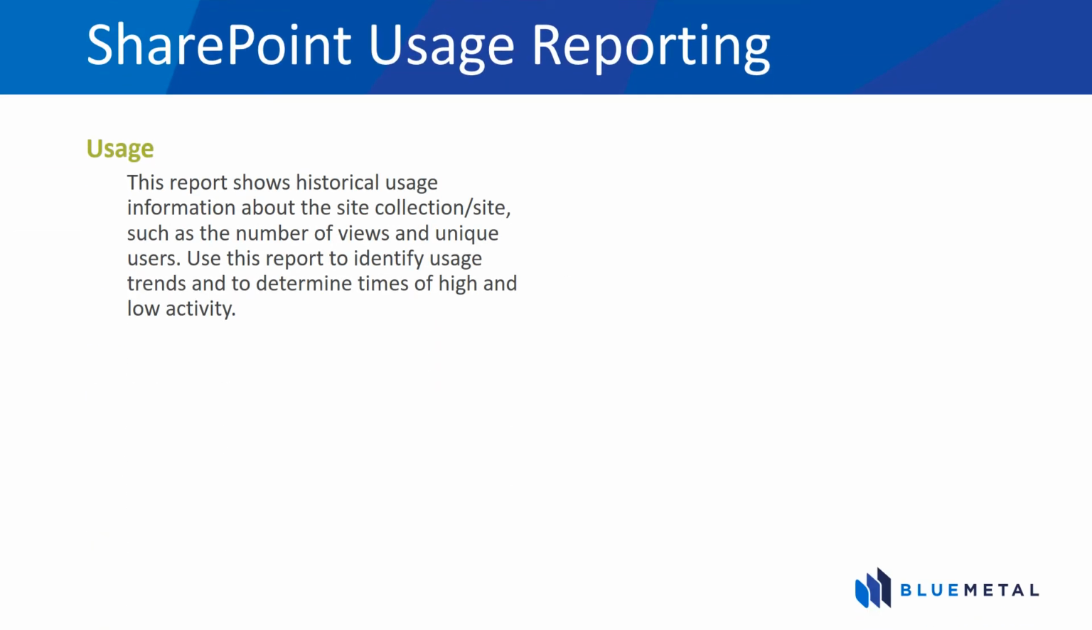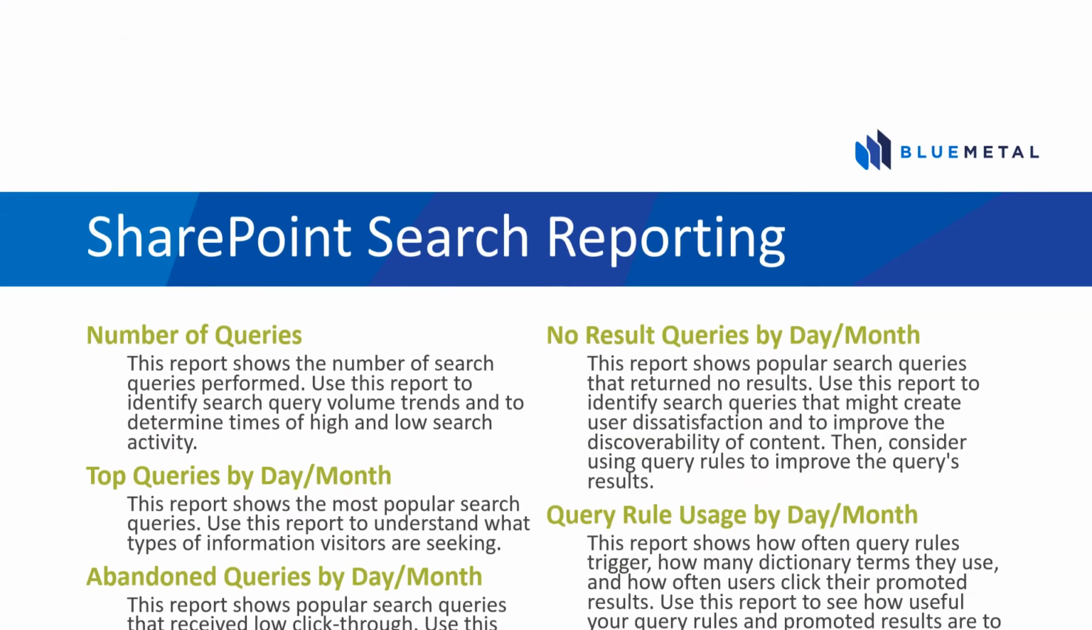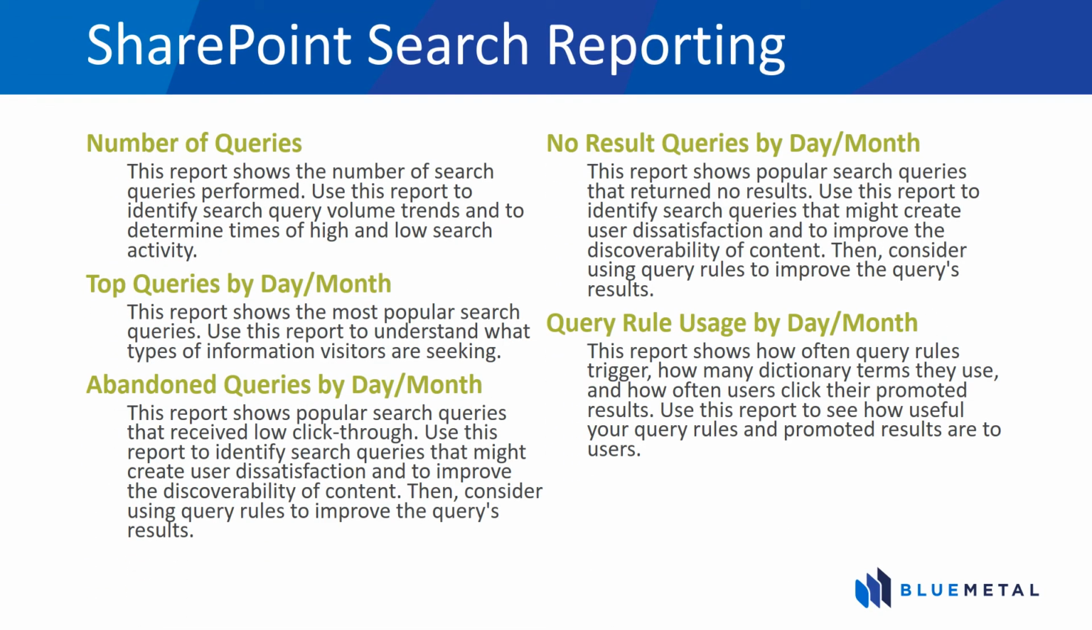So the usage report is showing historical usage information about the site collection or site, and that includes things like the number of views, the number of users. So we could use this to identify usage trends and determine times of high and low activity. This is available for site collections and for sites. But that's it on the non-search side. On the search side, we can look at the queries in search, the top queries by month and day, abandoned queries. That's a good one to look at to see what people are searching for but not finding.